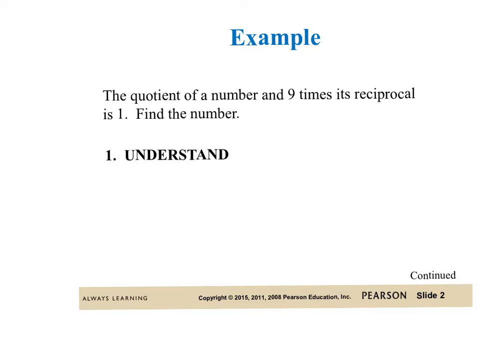So we're going to try to think through this just so that we can figure out the rules. So what we have here is the problem says the quotient of a number and 9 times its reciprocal is 1. Find the number. So reading the problem, the unknown appears to be the number. So we could let the number be n. And that's because we don't know its value.